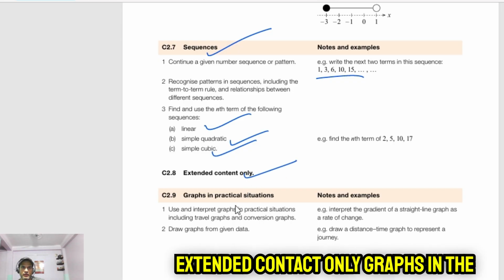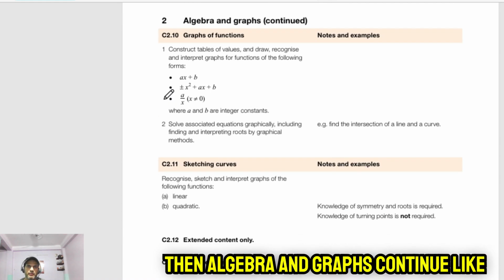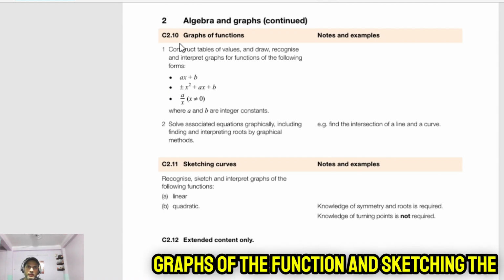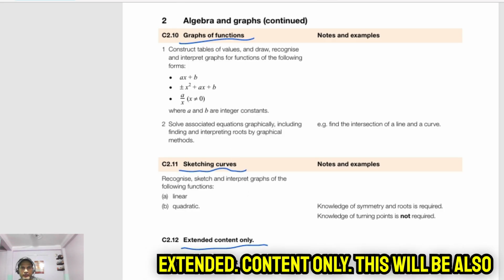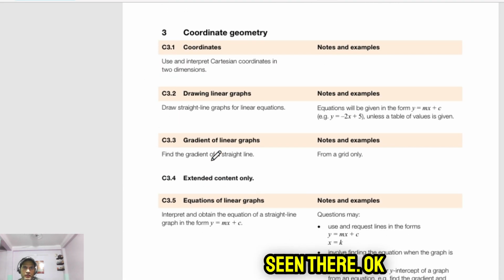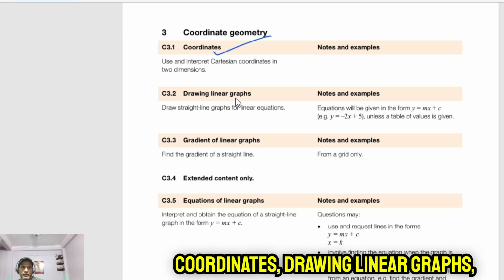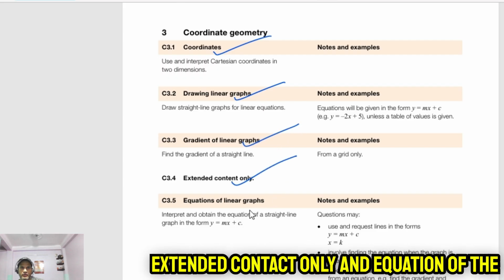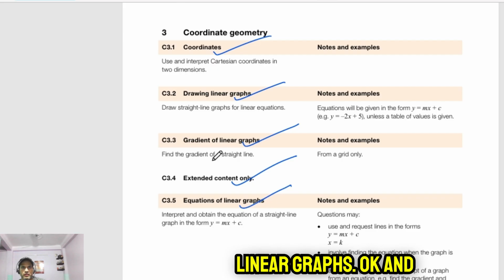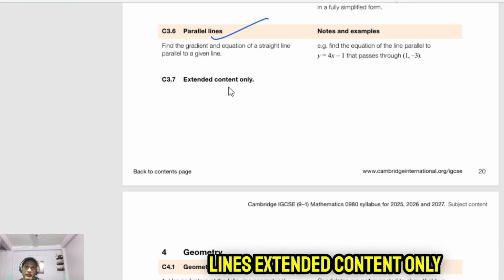Extended content only: graphs in practical situations we will see. Then algebra and graphs continue, like graphs of functions and sketching curves, extended content only. This will also be seen there. Okay, and then coordinate geometry: coordinates, drawing linear graphs, gradient of a linear graph, then extended content only, and the equation of linear graphs. Okay, and that's fine. Now we will see parallel lines, extended content only.